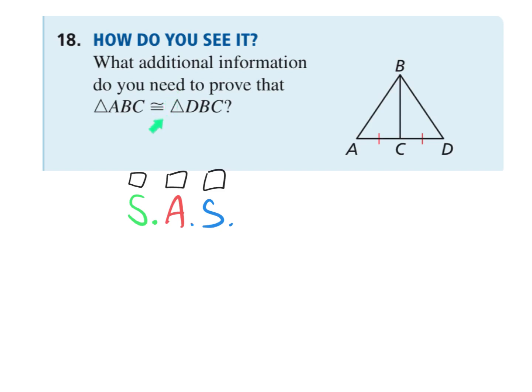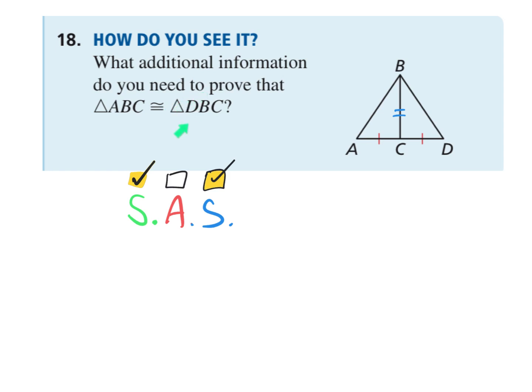Alright, to prove these triangles are congruent, we only have one theorem at our disposal, the SAS, and we already have a pair of sides, so we can check that box off. We have another pair of sides using the reflexive property. Segment BC of the green triangle is congruent to segment BC of the yellow triangle, so that's a pair of sides. So we can check that box.